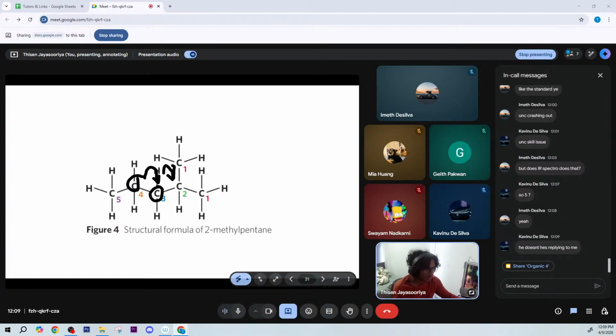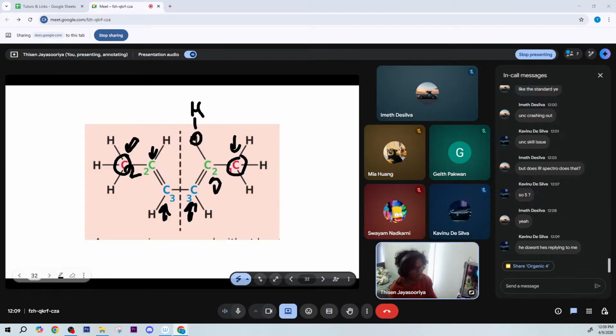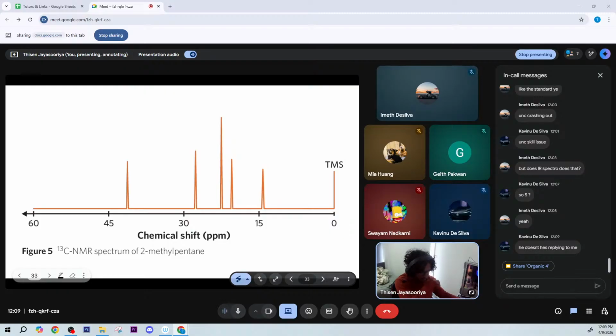So here, we'd expect this compound to have 5 peaks, and we'd expect this compound to have 3 peaks on our NMR. This is for 2-methyl pentane. So we have a pentane, and then our methyl group on the second carbon.